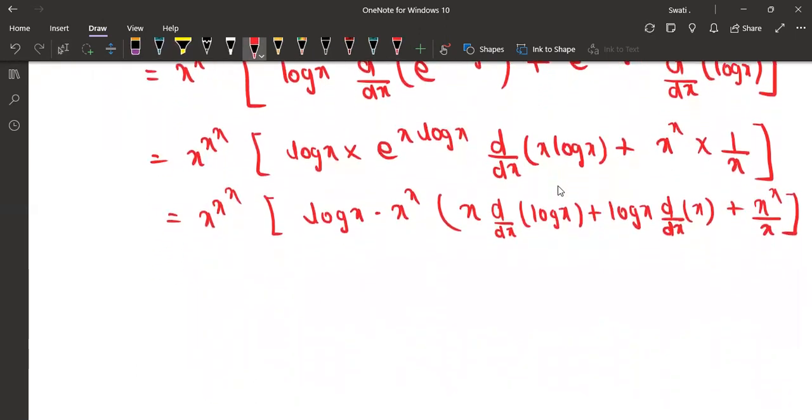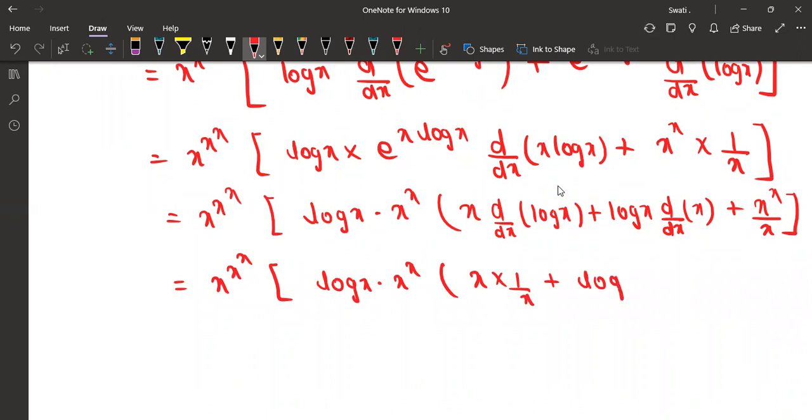So now we can write down this as x raised to x raised to x, and then in bracket we are having log x times x raised to x. In bracket here x log x, derivative is 1 upon x, so into 1 upon x, plus log x, derivative of x with respect to x is 1, so into 1, and then plus x raised to x upon x.